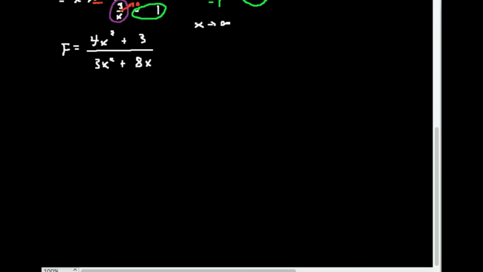So x is going to infinity. Well, if I just try to plug infinity in here, notice what happens. I'm going to get 4 times infinity squared plus 3, divided by 3 times infinity squared plus 8 times infinity. And you could basically say it's infinity over infinity, but this doesn't mean anything. It's nonsense. So that means we have to simplify this function a little bit to get it to where it's easier to solve. And again, you're going to see it's a pretty simple numerical answer, similar to what we got up here.